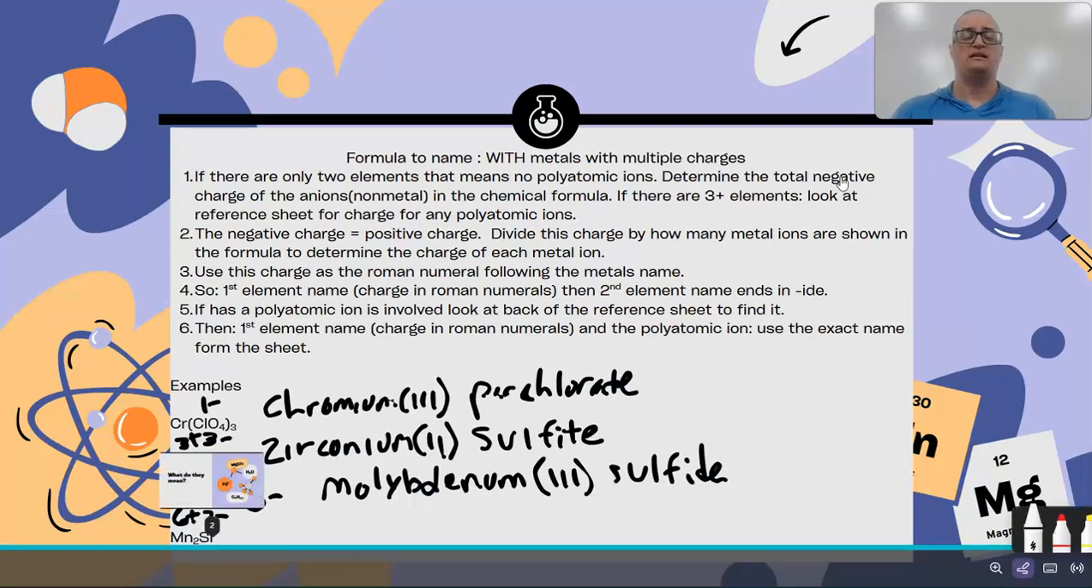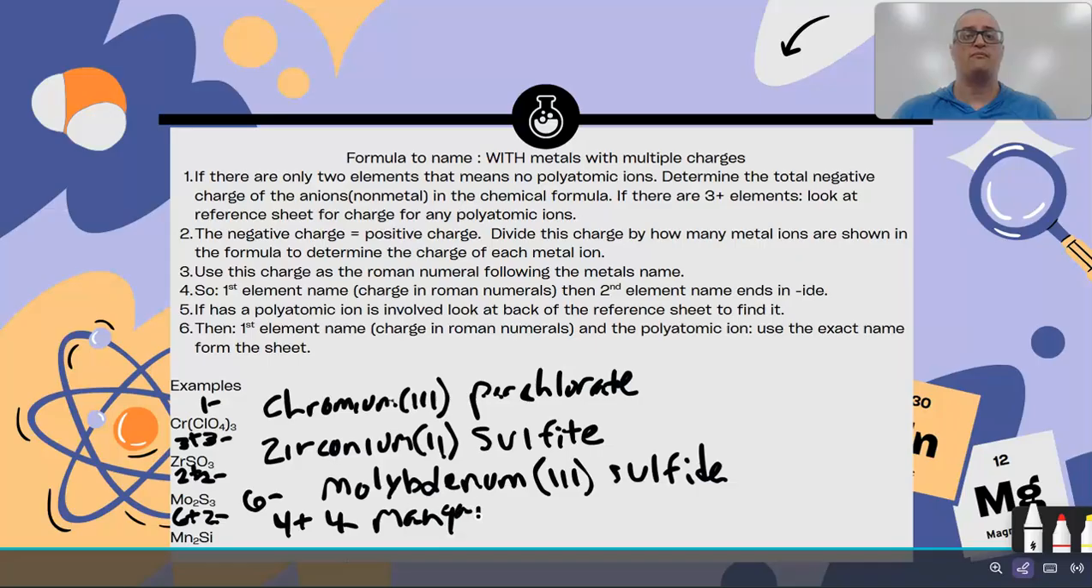Lastly, silicon. This thing's getting irritated here. Silicon has a 4 minus charge. Need to write it over here. That means manganese needs to have a 4 plus charge. But there are 2 of them. So 4 divided by 2 is 2. So manganese 2, because that's the charge of each manganese. And this one's kind of funny because it's silicon. That becomes silicide.